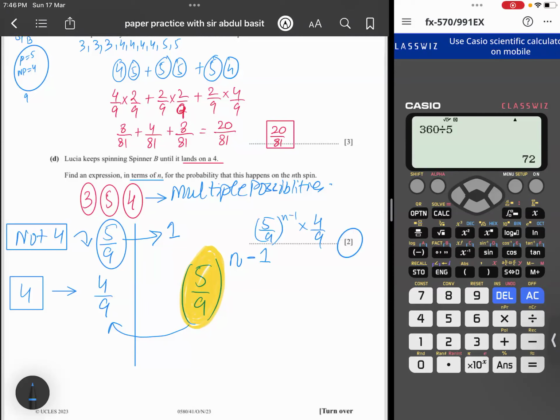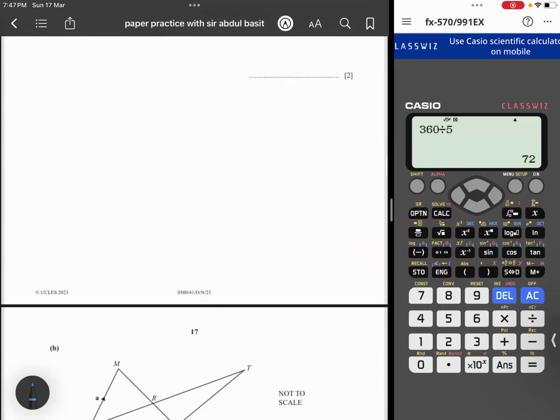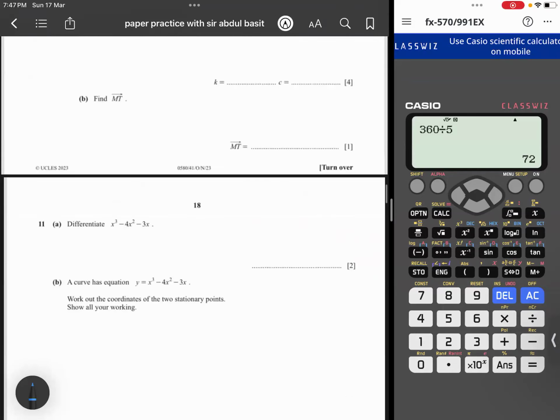Is this clear, everybody, or not? Yes, sir. Okay, proceeding. Let's see one more question on probability. I do have one more question in this worksheet. Yeah, we do have it.